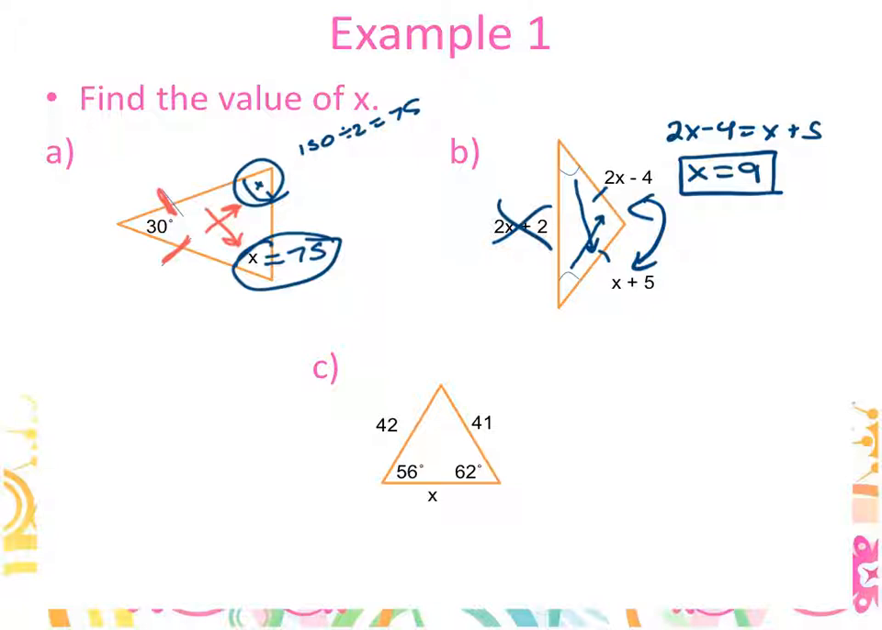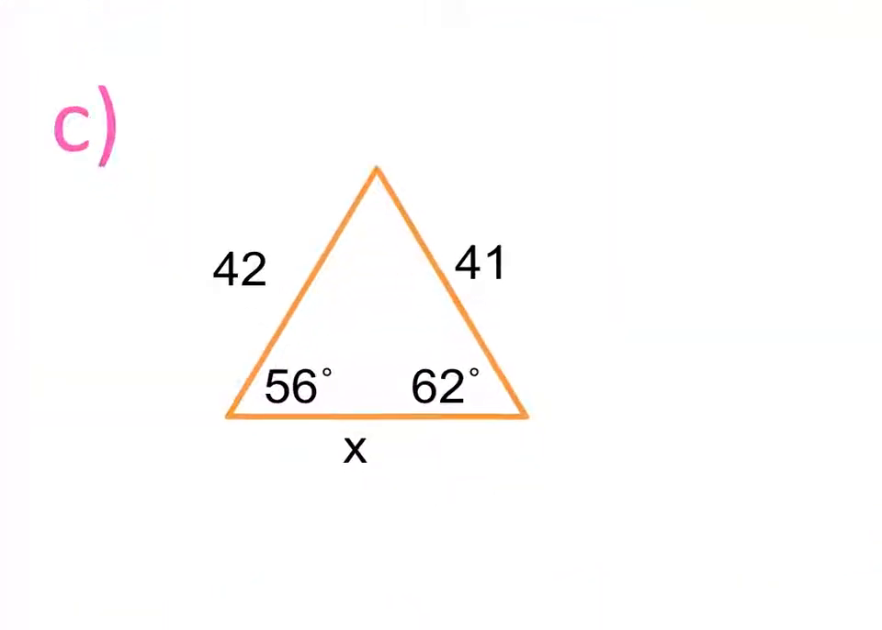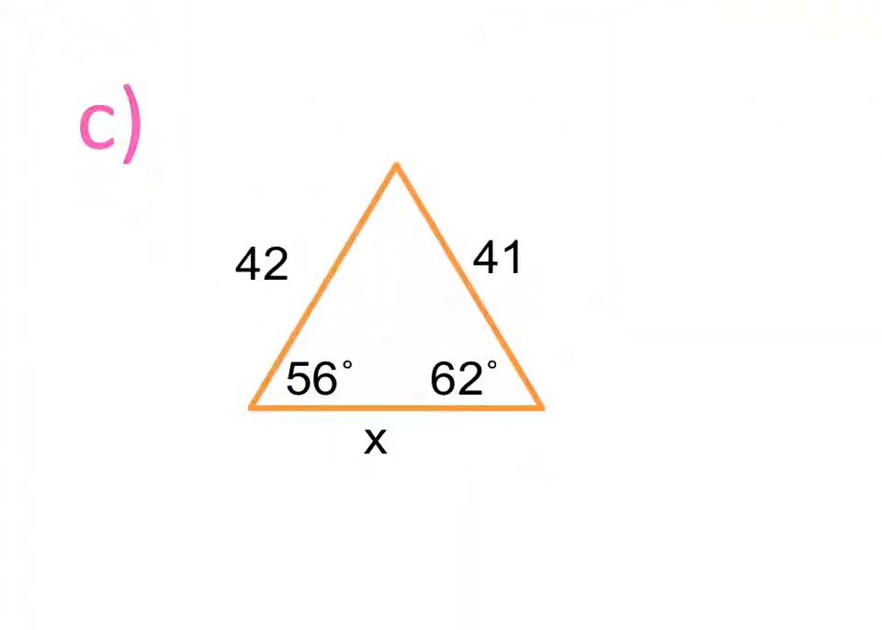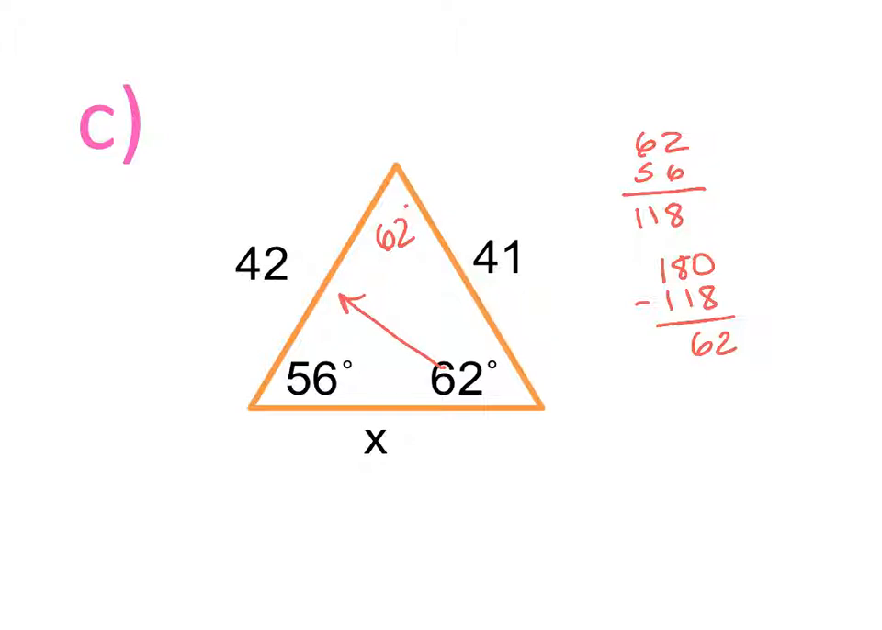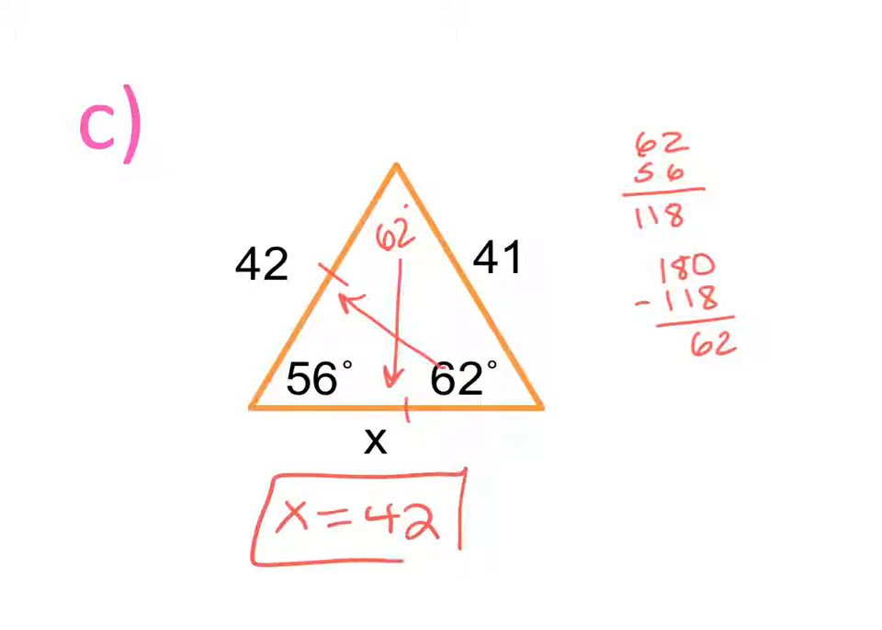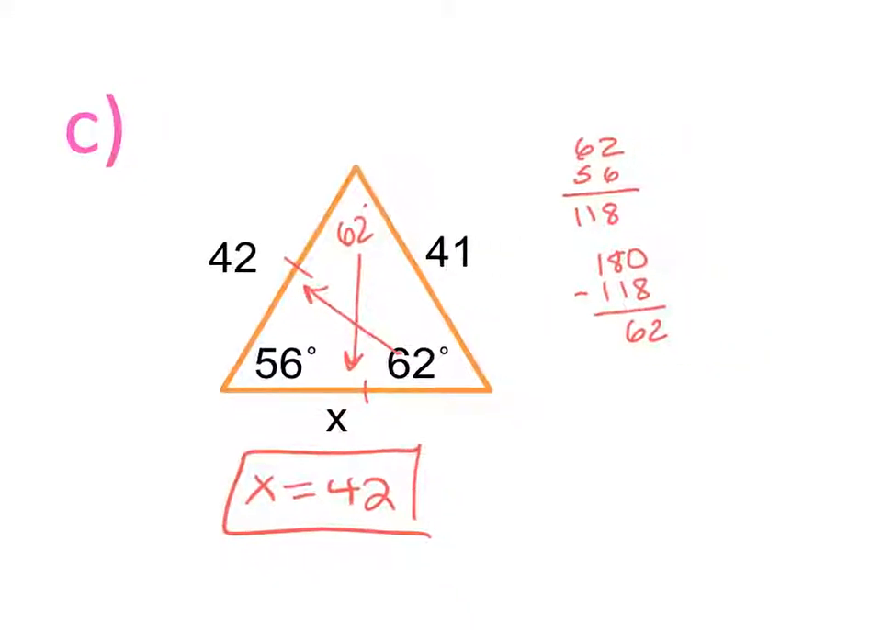All right, and then C. Again, they're giving you more information than you need, but also less information than you have on the inside, right? What's true about all the angles inside? 180, so 62 plus 56 is 118. Subtract it from 180. 62, so this is 62. So then, opposite this 62 and opposite this 62 are congruent, which means x is 42. That's the base.